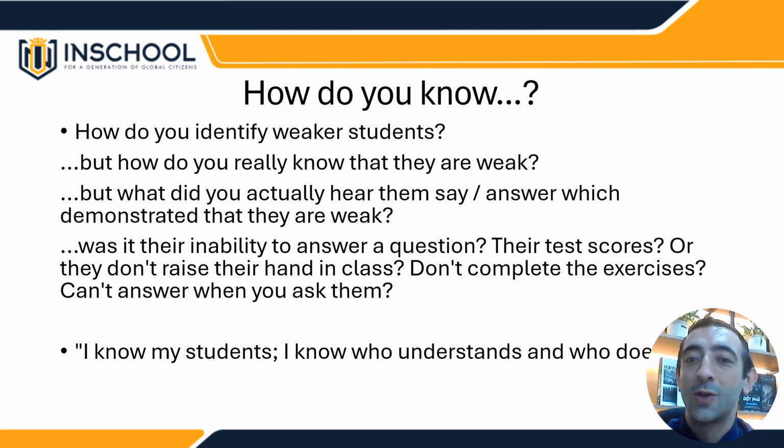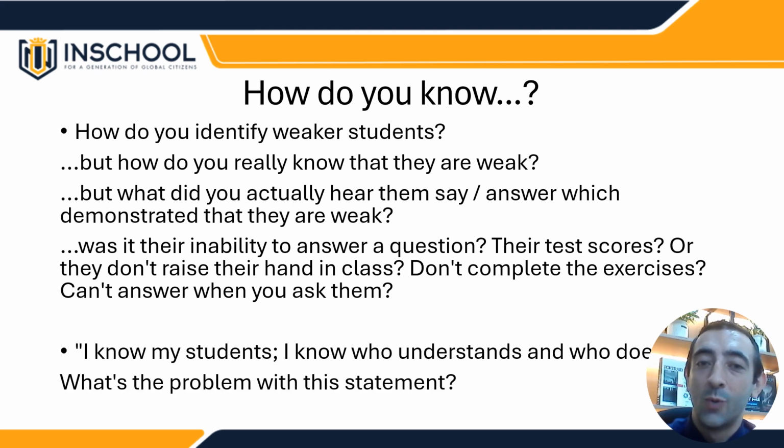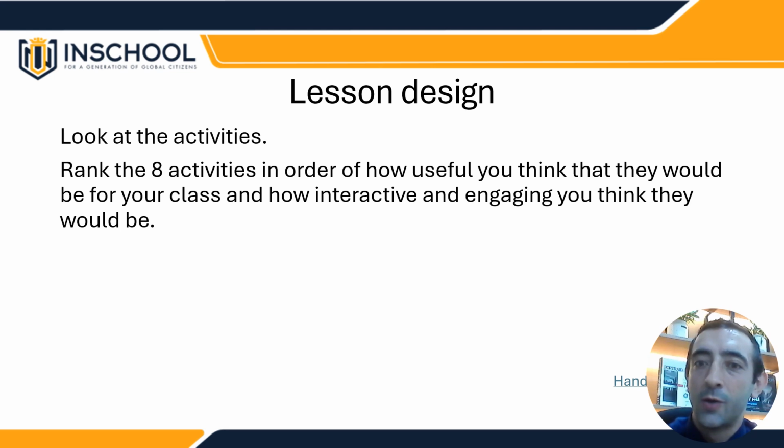So again, this quote, some of it has disappeared, but it says: I know my students, I know who understands and who doesn't. Well, the problem with this statement is that you may know your students, you may have a great relationship with your students, but it's not a good measure to identify who understands, who does not understand, who is a weak student, who is a strong student. Just knowing them is not measurable. It's not a good measure. So what do you have to do?